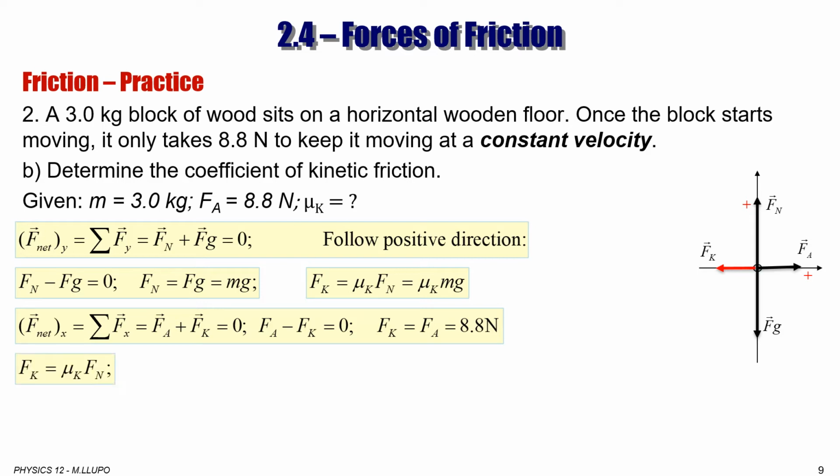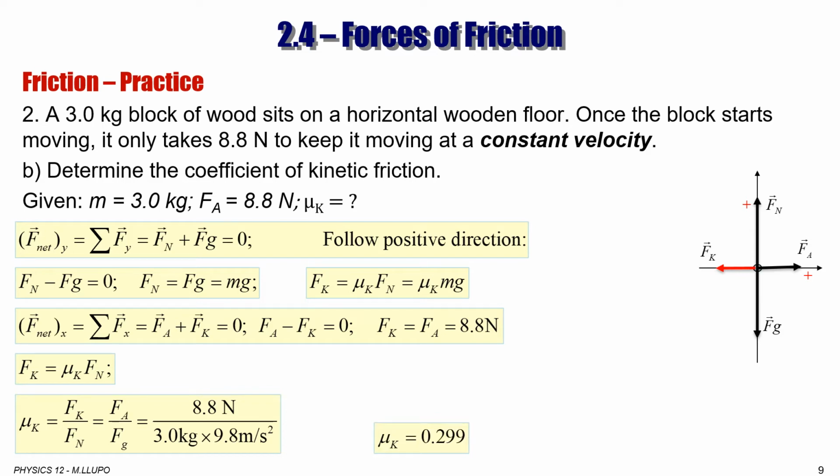So from here, we are able to find the coefficient of kinetic friction. The coefficient of kinetic friction is Fk over Fn. Remember, Fk is equal to Fa, 8.8 Newton, and Fn is equal to Fg is equal to mg. So mass is 3 kilogram and g is 9.8. When you do that calculation, you get mu k is equal to 0.299.